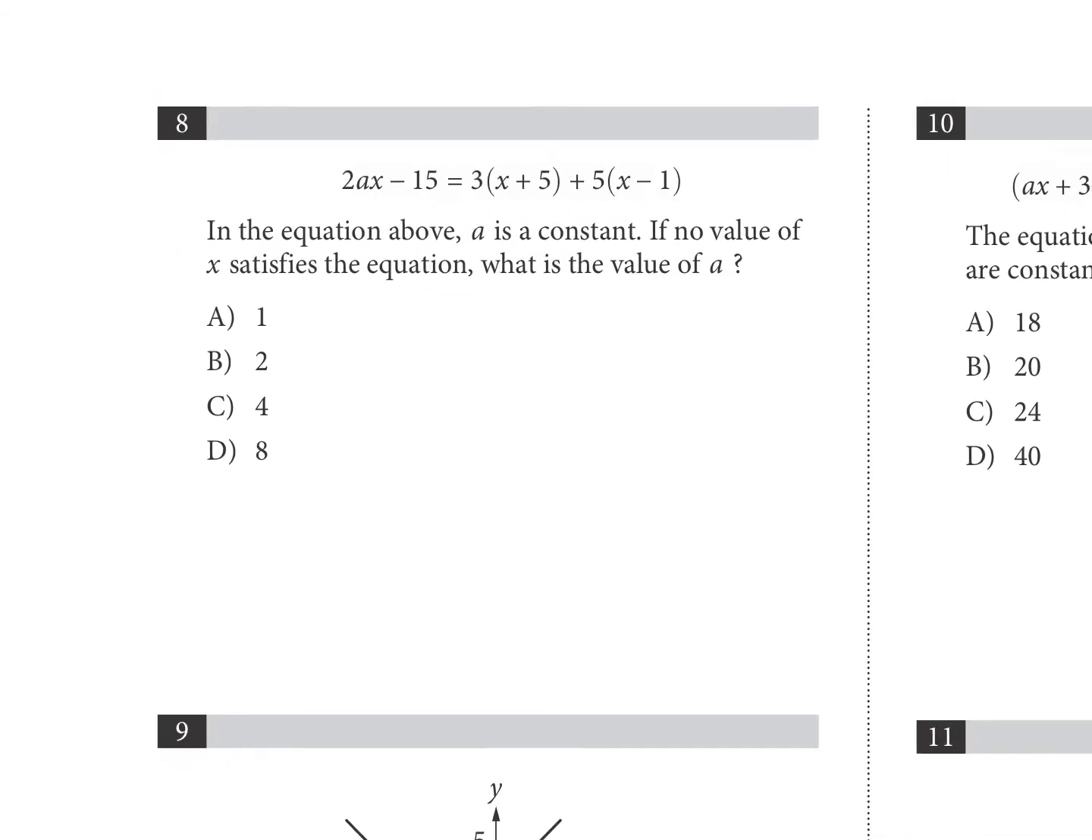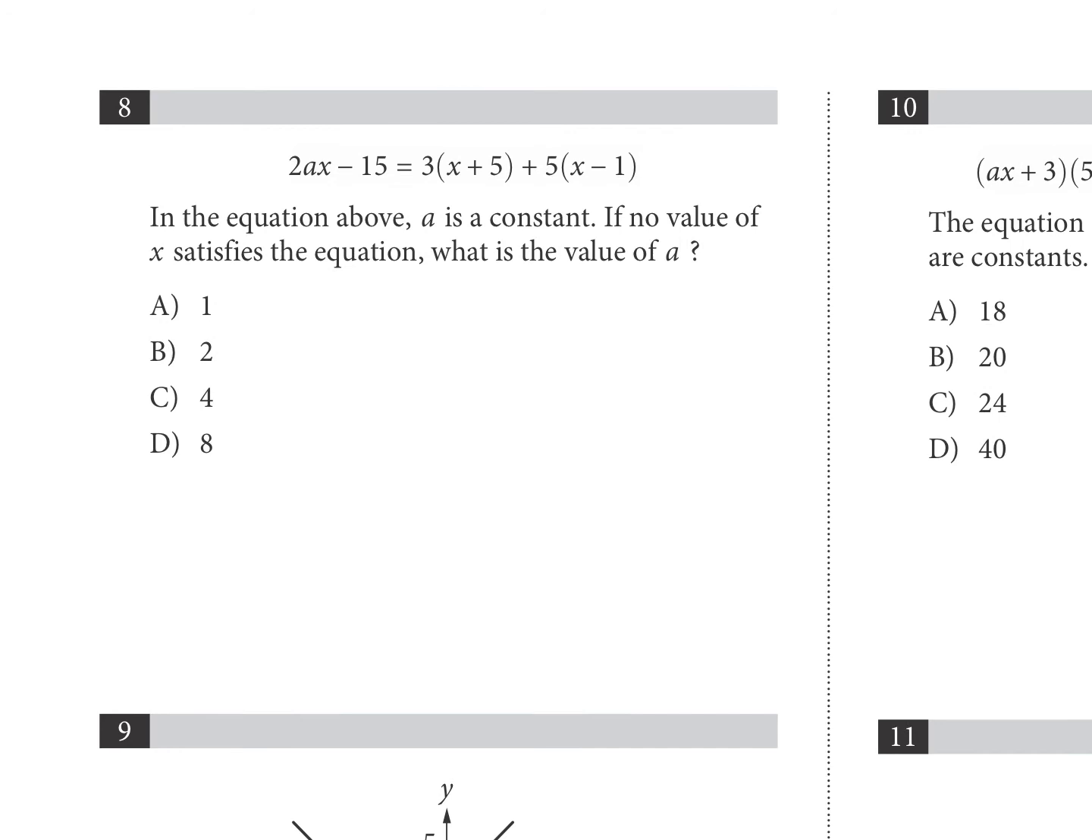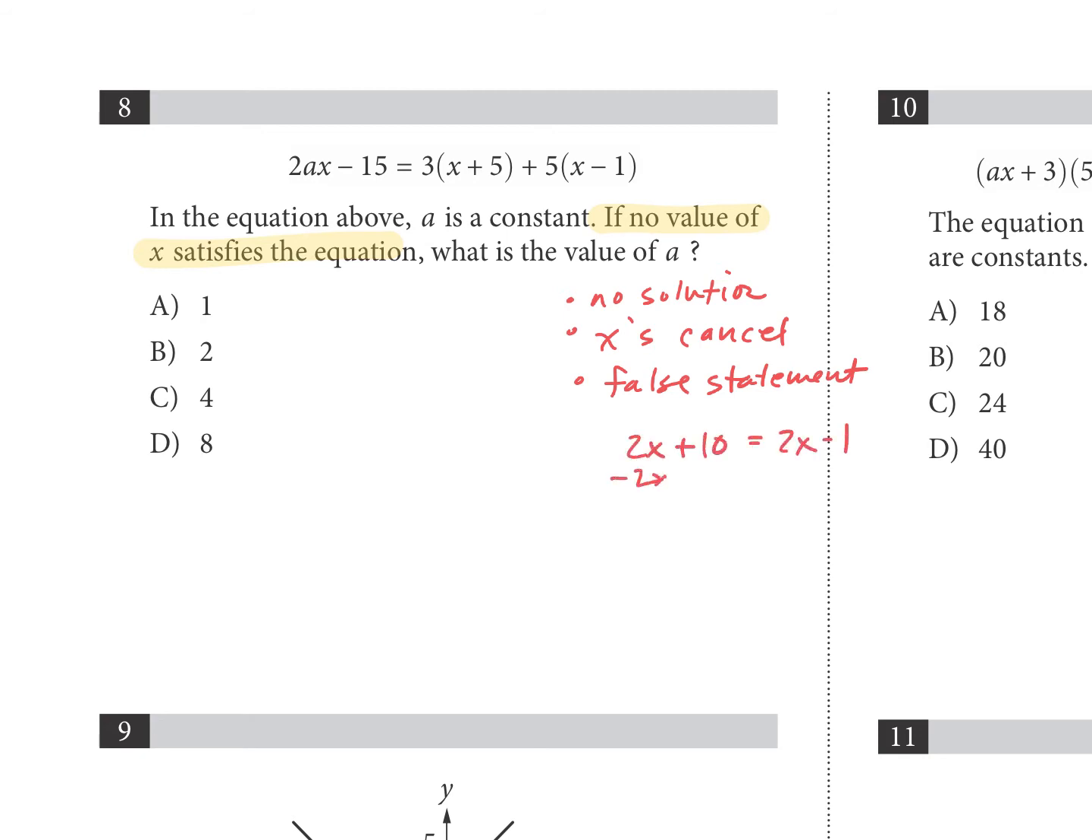All right, on to number 8. It says in the equation above, A is a constant. If no value of x satisfies the equation, what's the value of A? To me, that's saying that this equation has no solution. So recall what it means when an equation has no solution: the x's cancel, and you end up with a false statement. For example, if I take 2x plus 10 equals 2x minus 1, I try to find x, but they cancel, and I end up with a false statement. So this would be a situation with no solution.